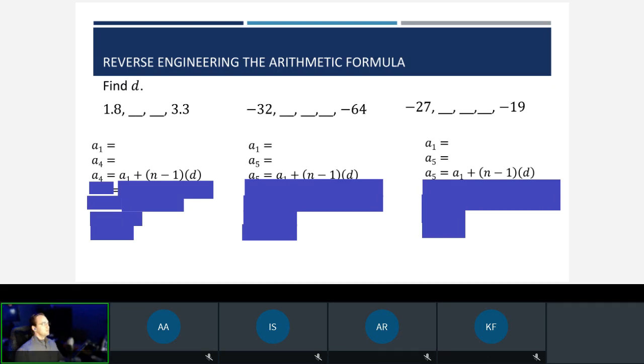Okay, so we're going to reverse engineer. So we want to find our common difference. We have 1.8, blank, blank, 3.3. So let's do a step at a time here. What is our first term? 1.8.